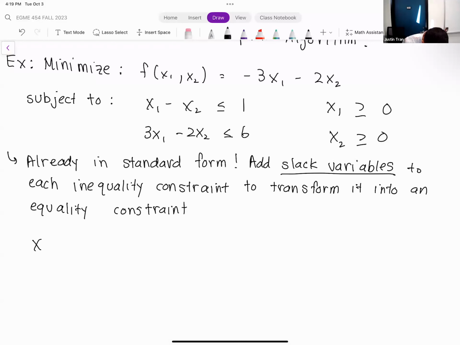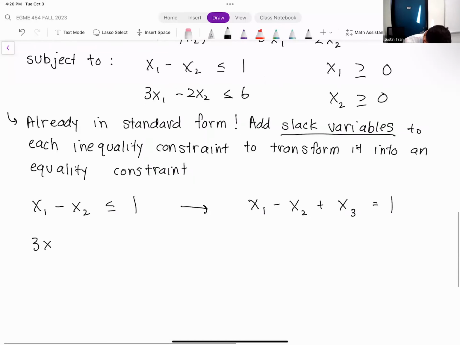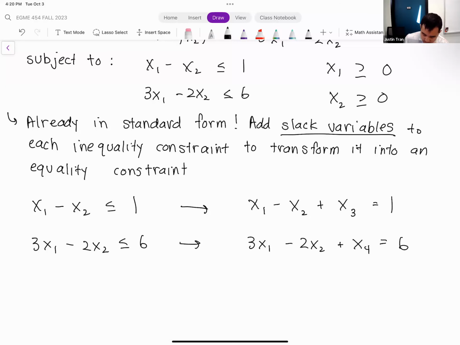So our first constraint, x1 minus x2 less than or equal to 1, is going to be transformed. We add a new design variable, x3. x3 is our slack variable, and it becomes one of our variables. Now we have x1 minus x2 plus x3 equals 1. For the second constraint, 3x1 minus 2x2 is equal to 6, let's add another slack variable, so we have 3x1 minus 2x2 plus x4 equals 6.